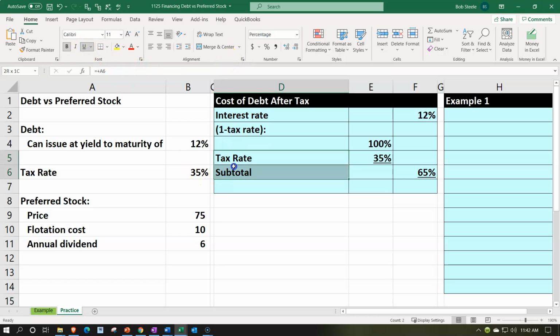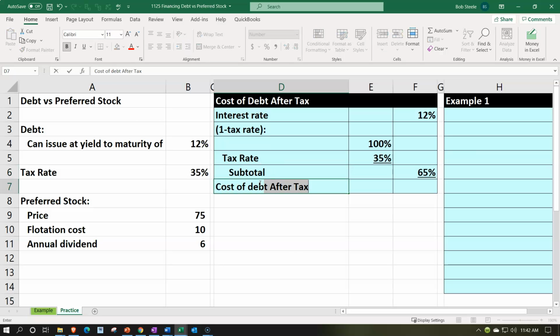That then, let's do some indentations here. Alignment, indent. And I'm going to indent this one again because that looks good that way. So cost of debt after tax is going to be equal to the 12 times the 65. Let's make that a percent. Numbers group, percent, add a couple decimals. So there we've got the 7.8%.